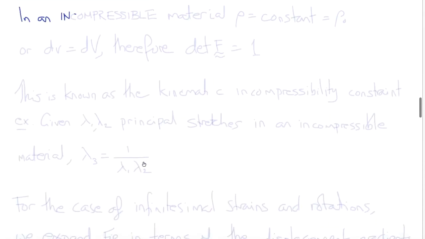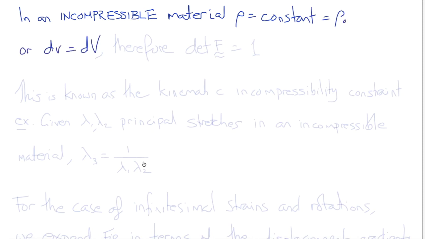If a material is incompressible, that means its density is constant, and material volumes don't change, so rho is equal to rho naught, or dv is equal to dV. Therefore, conservation of mass states that the determinant of F equals 1 for an incompressible continuum. This is sometimes known as the kinematic incompressibility constraint.